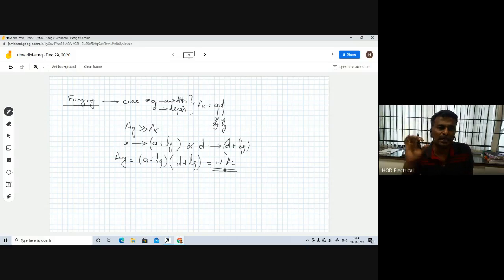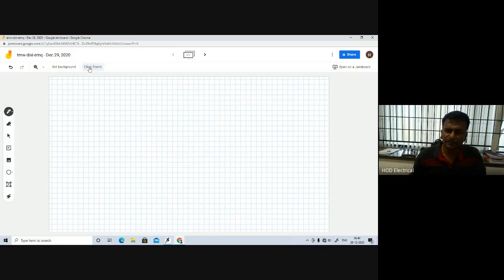So last class we clearly understood the flux linkage and the reluctance of the toroid with the air gap, without air gap, and with and without fringing. In this class, we are going to learn about mutual inductance. For example, we have one core like this.